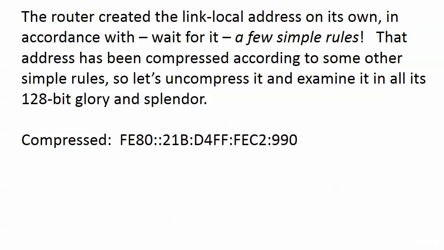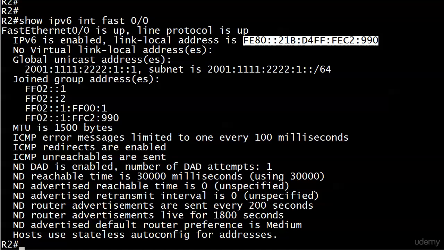Now, the router created the link local address on its own. You and I didn't do that, and it does so in accordance with a few simple rules. We're going to see those in action, and that address has been compressed, the one that we saw on the router, along with a few other simple rules. We know those: zero compression, leading zero compression.